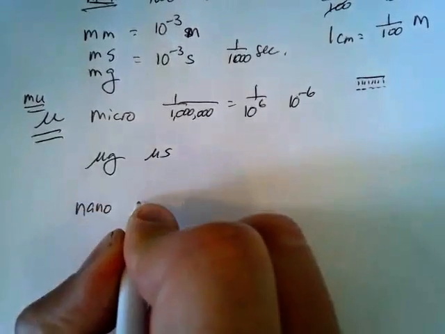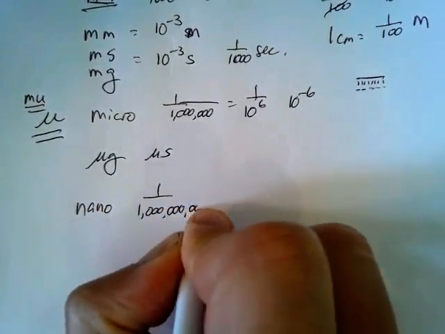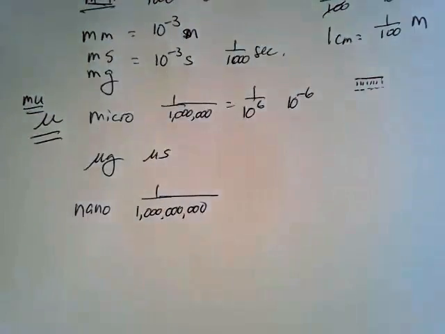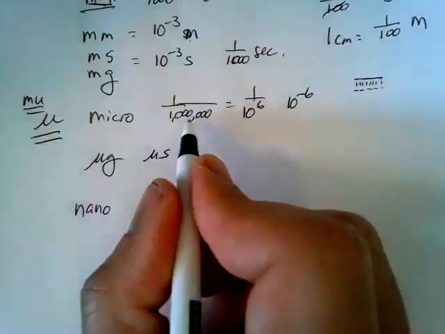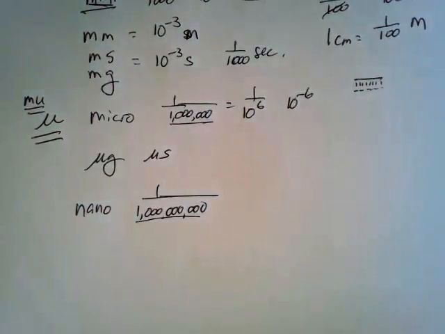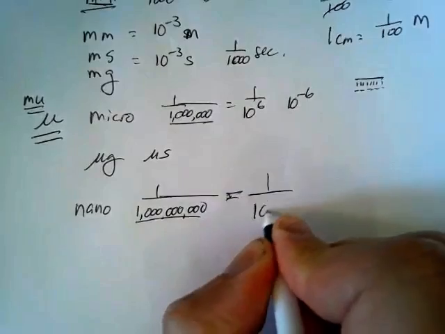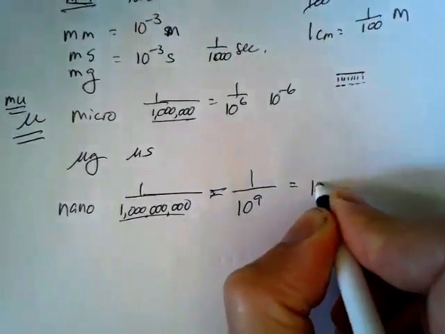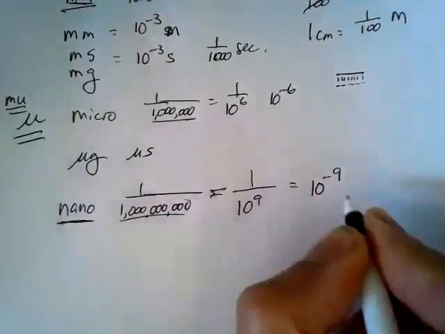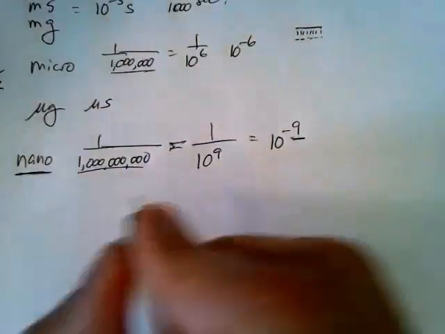Nano is 1 over that. That's a million. This is a billion. So this is equal to 1 over 10 to the 9th, or 10 to the minus 9. Nano, again, is easy to remember because nano and 10 to the minus 9 go together.